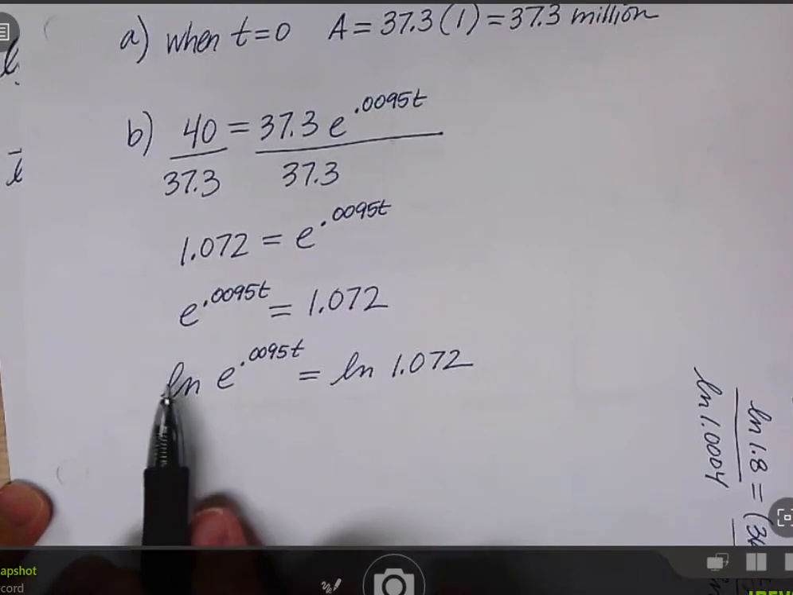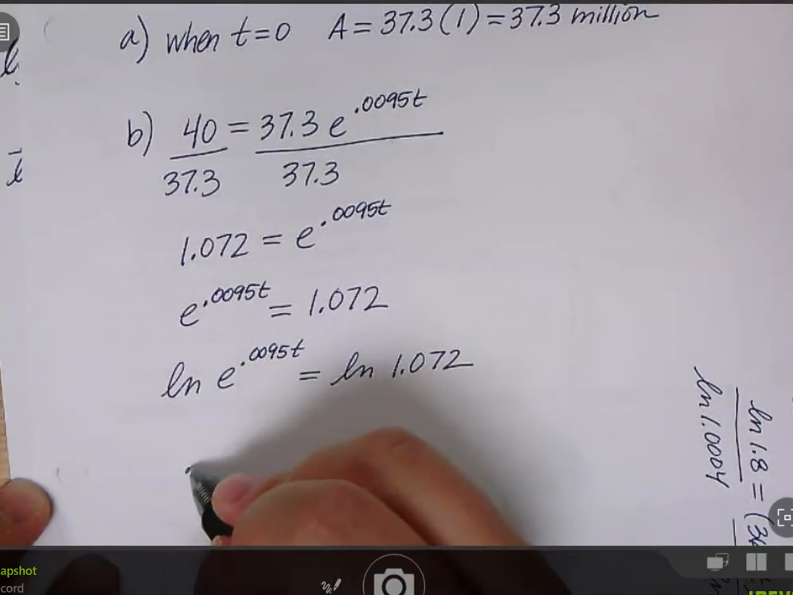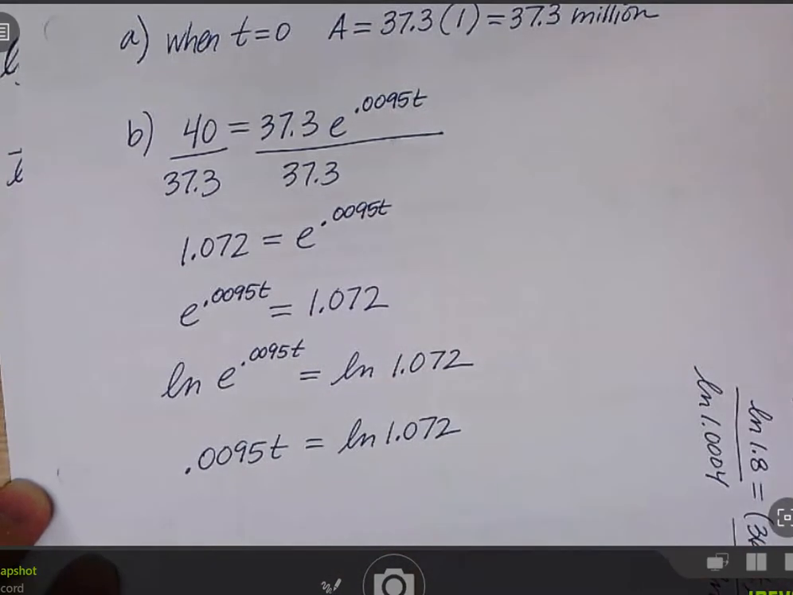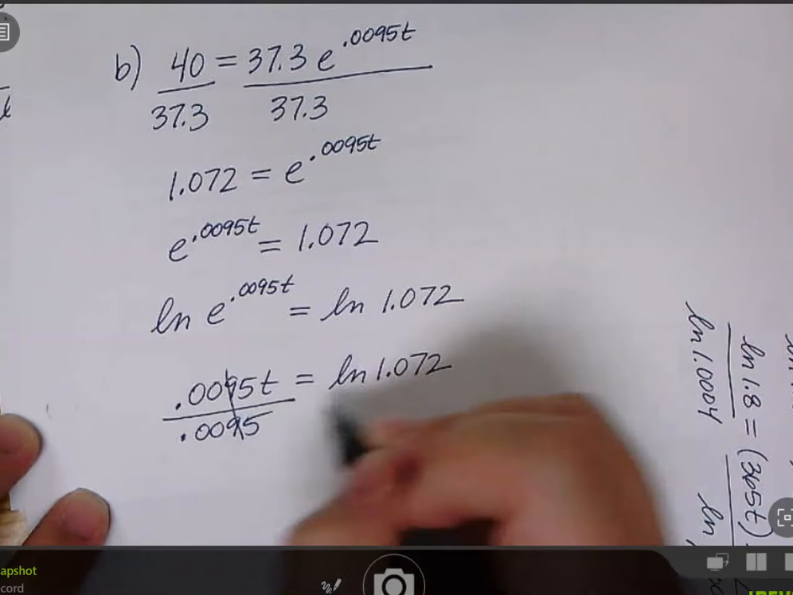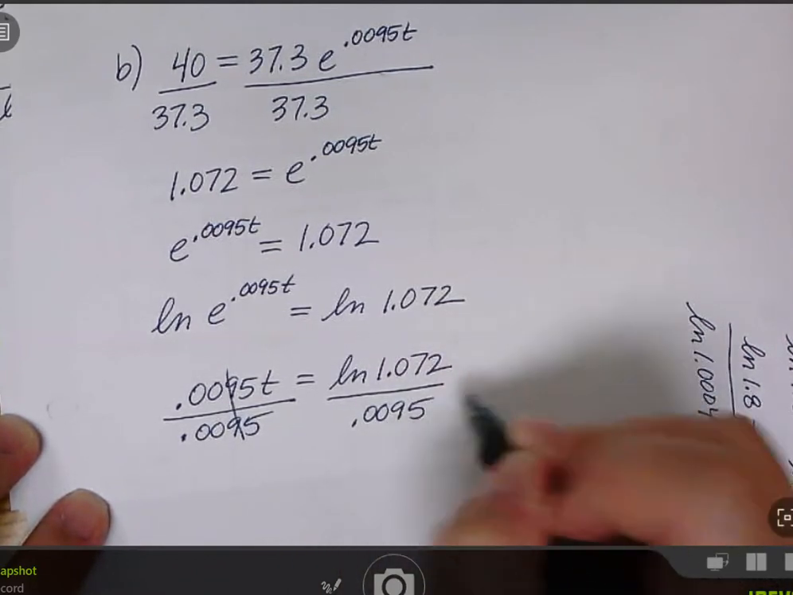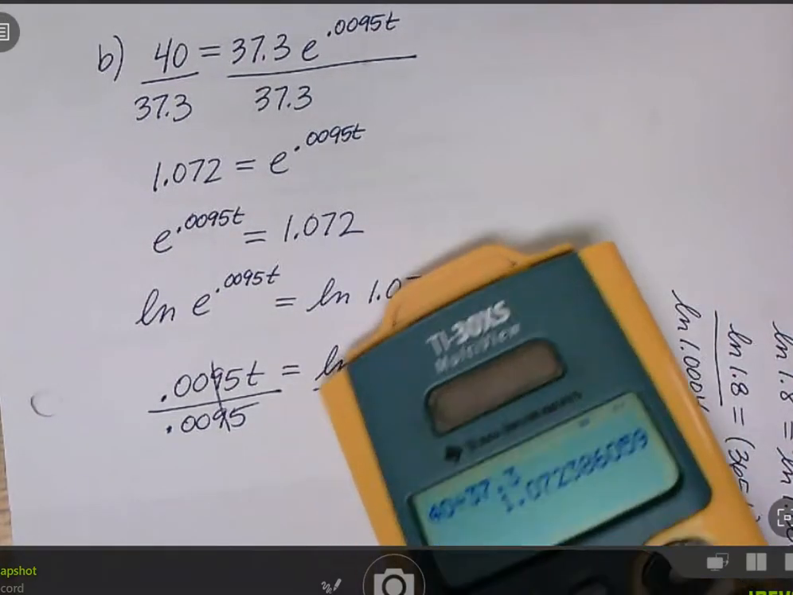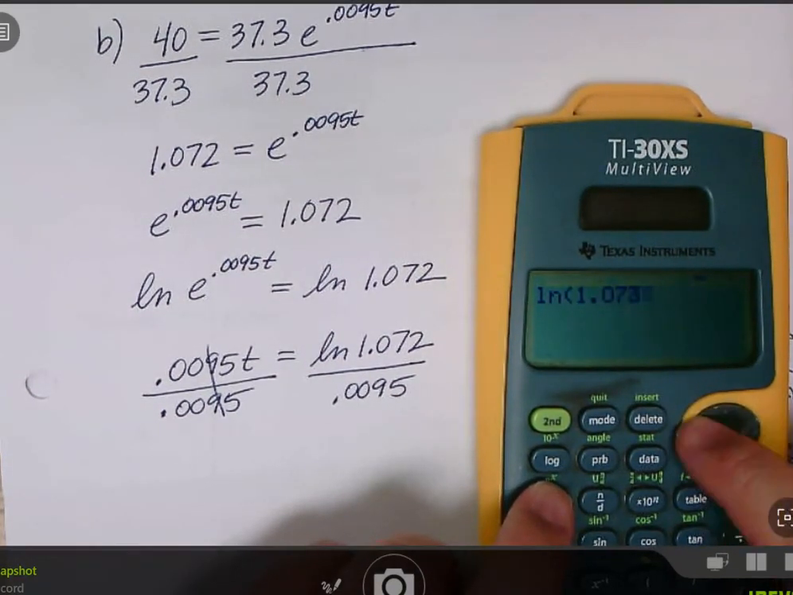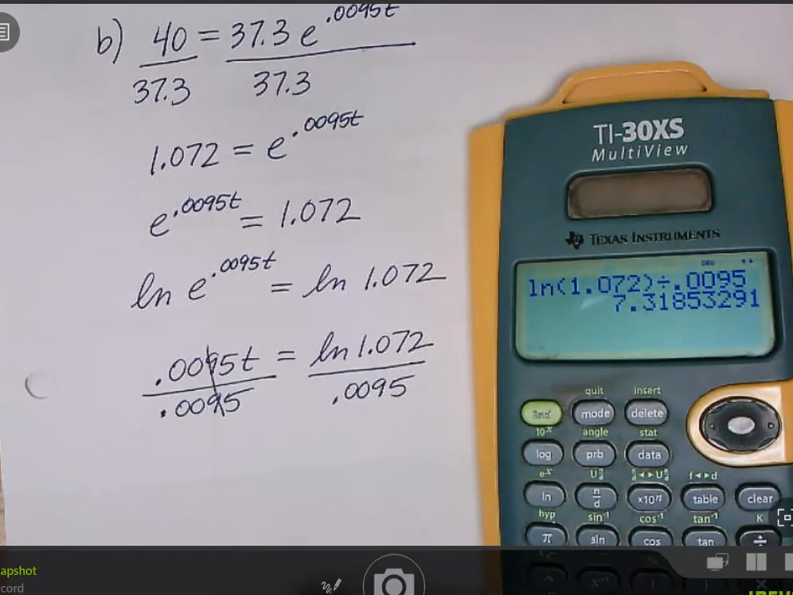Okay, natural log means log base e. So base e, and then there's an e. So this whole thing becomes just 0.0095t. And since I'm trying to find out what t is, I want to get t alone. So that's what goes in my calculator in order to make that happen. So I've got natural log 1.072, all divided by 0.0095. Make sure you put your parentheses in there. And I get 7.3185. So 7.32.